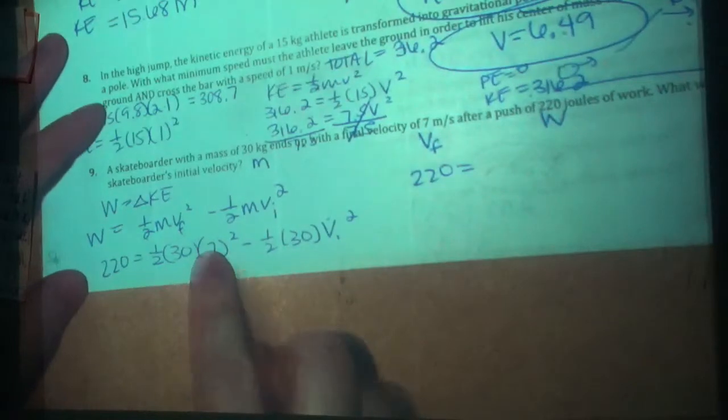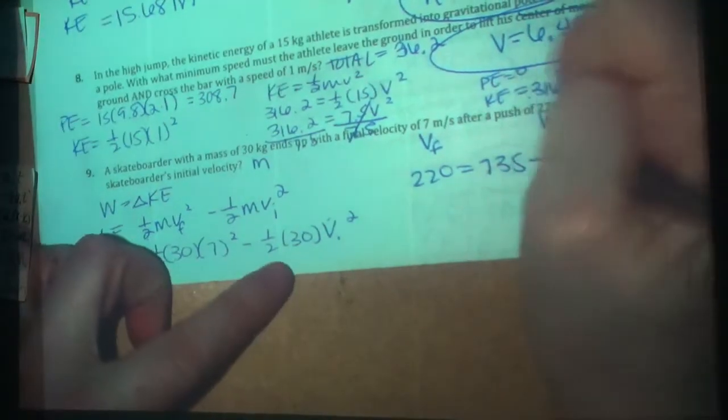Kinetic energy is 1/2 mv squared. So it's 1/2 mv squared minus 1/2 mv squared, and what's changing is the velocity. And we always do final minus the initial. And this is my equation, so now I just plug in. 220 equals 1/2 mass of 30 v final 7 squared minus 1/2 mass of 30 v initial squared, which is what I'm looking for. Put this term into your calculator, you get 735.